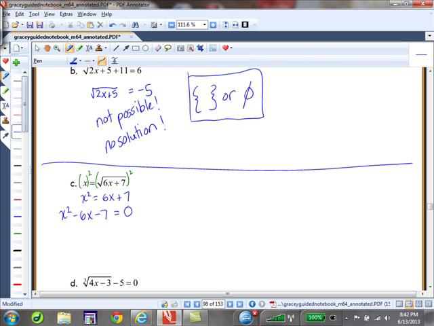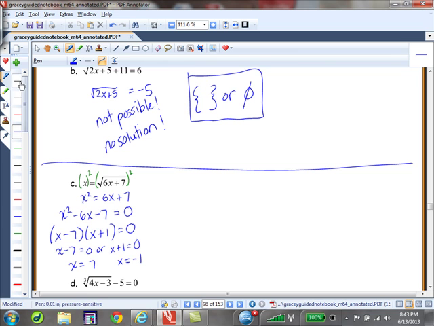Okay. So now we need to factor. Here we need two numbers that multiply to be -7, and when we combine like terms, we get -6. So I think x minus 7 times x plus 1 fits the bill. So we have x minus 7 equals 0, or x plus 1 equals 0, so x equals 7, or x equals -1.